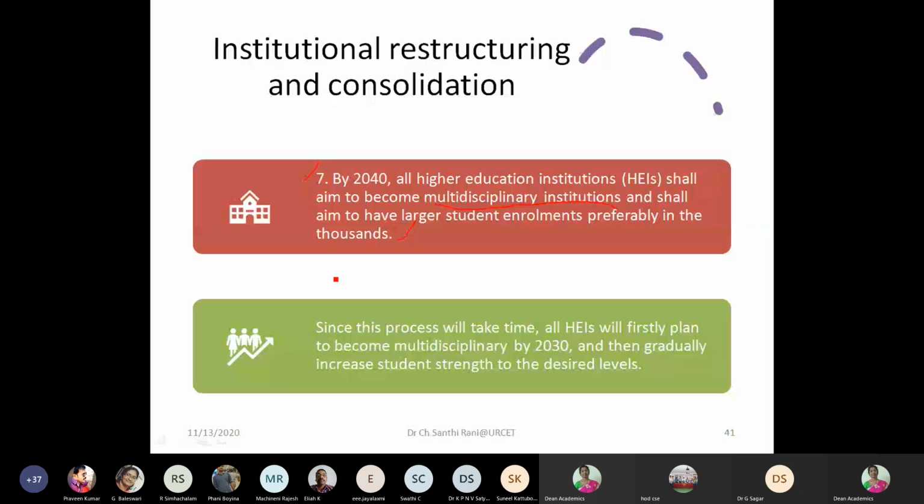So now we are at 2020. By 2040, all the institutions are going to become multidisciplinary. This process will take some time. Therefore, all the higher educational institutions will first plan to become multidisciplinary by 2030 and then gradually increase student strength to the desired level, that is, in the order of thousands. So even our institute, according to the affiliating university, is going to become a multidisciplinary institution.